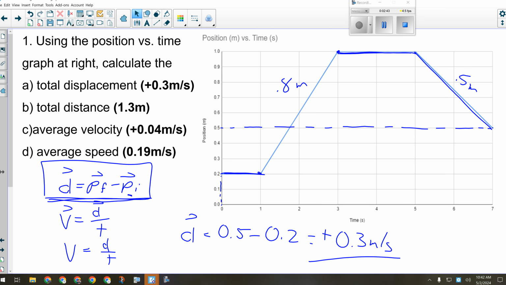Since distance doesn't care whether I went forward or backward, I simply add those two numbers together to get a total distance of 1.3 meters. No vector.